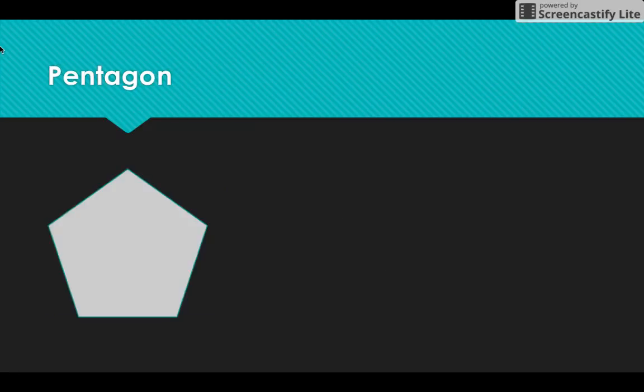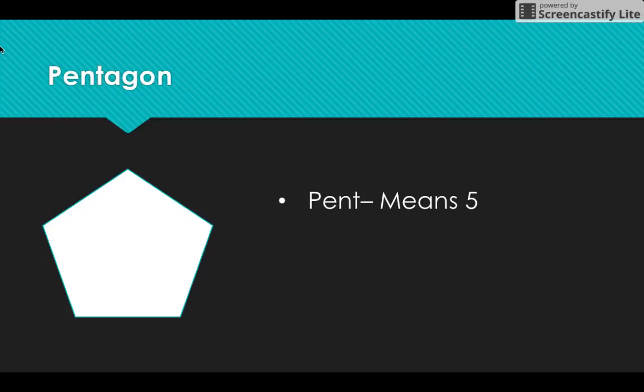Next up, we have a pentagon. The prefix pent means five. Some of you may have heard of the building, the Pentagon, which is in Washington, D.C. This is the place where our Department of Defense is housed. They're the ones that give all the instructions and have authority over our military.